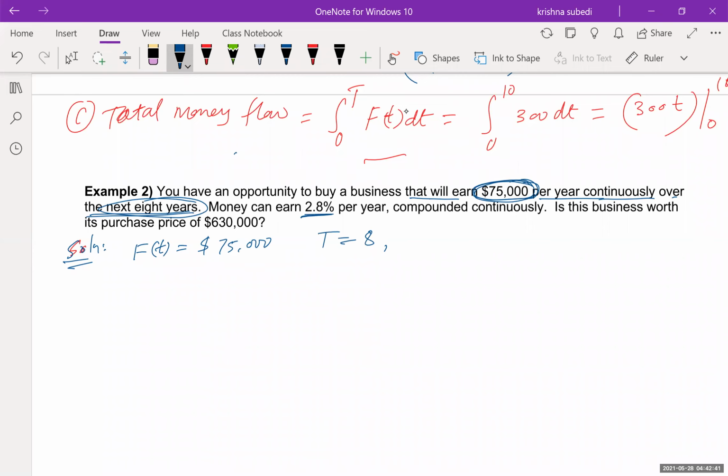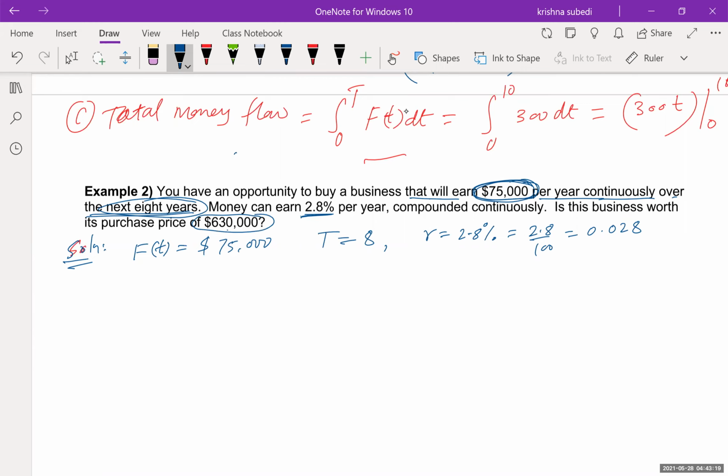And what is the rate? Money can earn 2.8% per year. So that is your rate, 2.8%, which gives me 2.8 divided by 100. If you change it, you're going to get 0.028. That is your rate. Okay, so we have all these things that we need. Now, is this business worth its purchase price? The business is on sale, and the sale price of the business is $6,300.